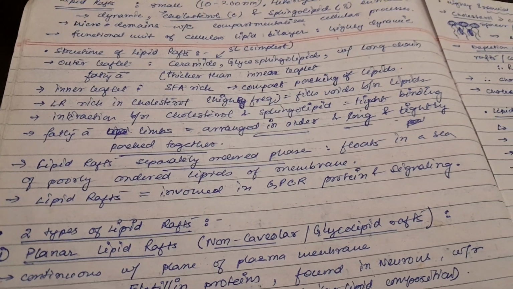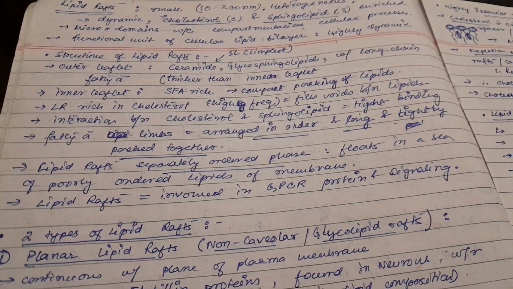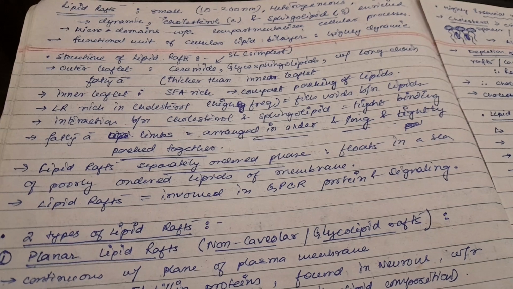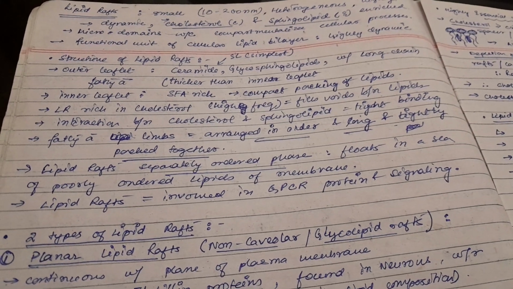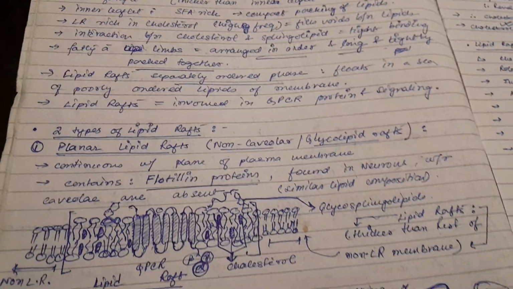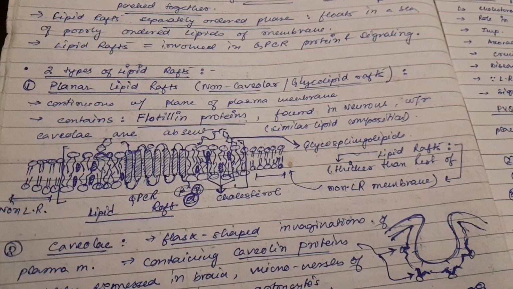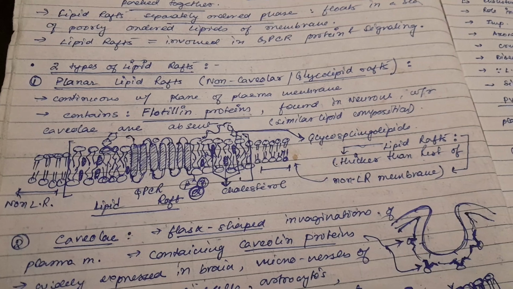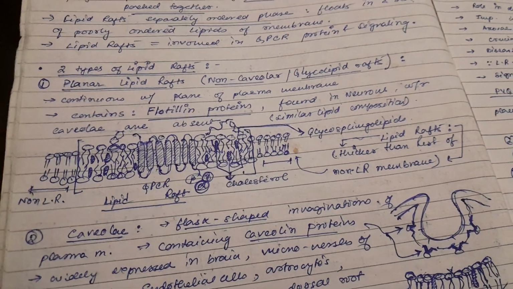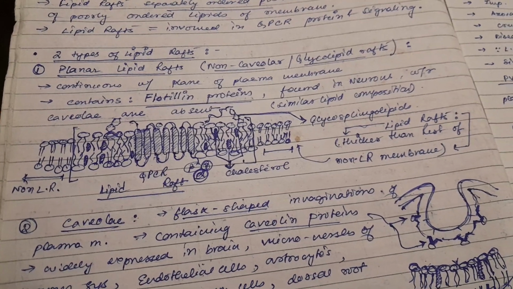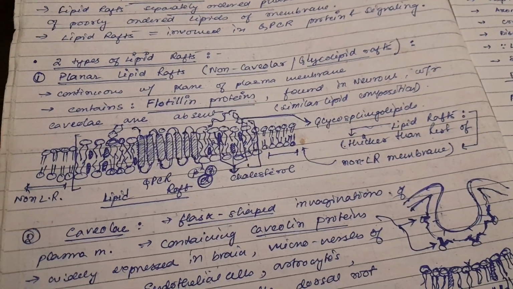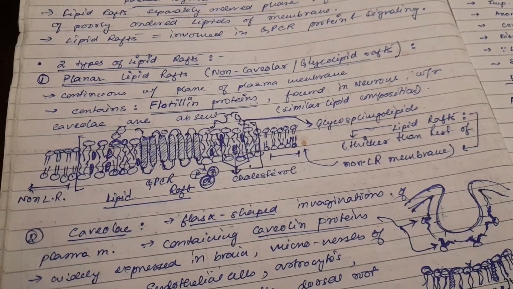So, lipid rafts are very important when it comes to cellular signaling. Basically, we find GPCR protein or GPCR signaling getting involved in lipid rafts. There are two kinds of lipid rafts. One is planar, that is, in the same plane as the plasma membrane, which usually contains flotillin proteins along with the commonly found sphingolipids and cholesterol.